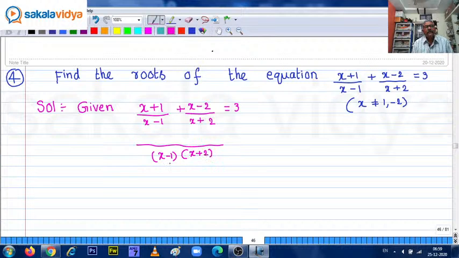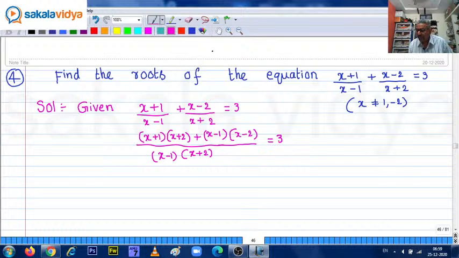Now x minus 1, x plus 2 divided by x minus 1, x minus 1 cancels, we have x plus 2. This x plus 2 needs to be multiplied with the numerator of the first fraction, that means x plus 1 into x plus 2. Have you followed? Otherwise the cross multiplication method also. Plus x plus 2 cancels, x minus 1 into x minus 2, equals 3. So let us simplify carefully.